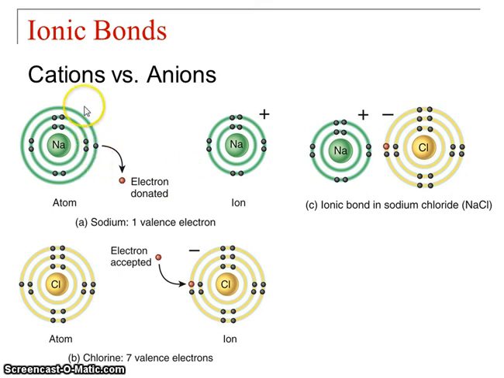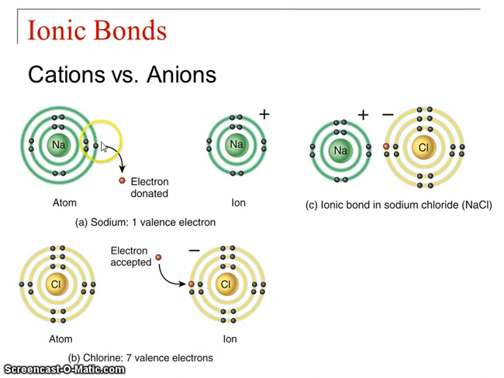So here's sodium. In its valence shell, it has 1. So the easiest thing it can do is get rid of this electron, and then that lower shell is full. So that goes down, and it gives it to chlorine. Because look, chlorine has 7 of 8. It's missing an electron here. So we take that electron, and we give it to chlorine.